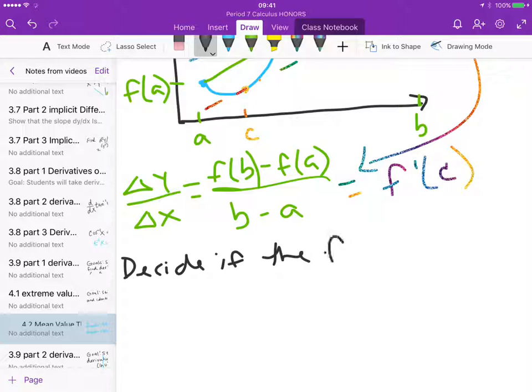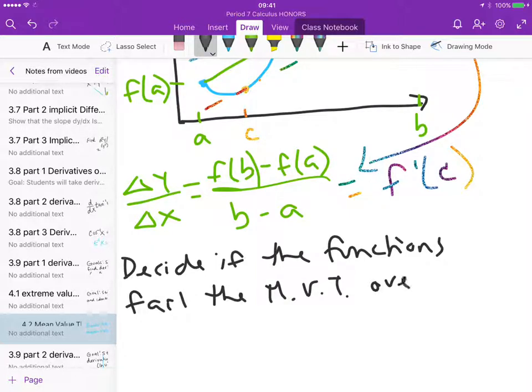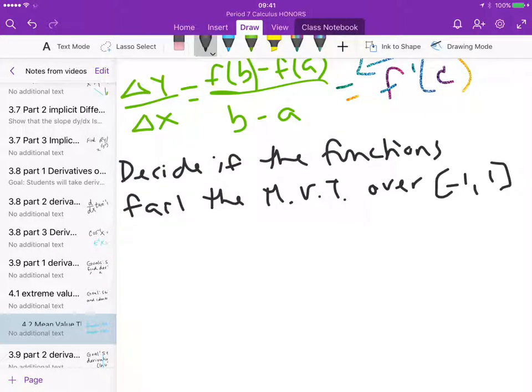So decide if the functions fail the mean value theorem over -1 to 1. So let's think here for a second. Basically, what we need to show is: is the function continuous? Is it differentiable over the open interval? And are we able to find an instantaneous rate of change that equals the average rate of change from -1 to 1?